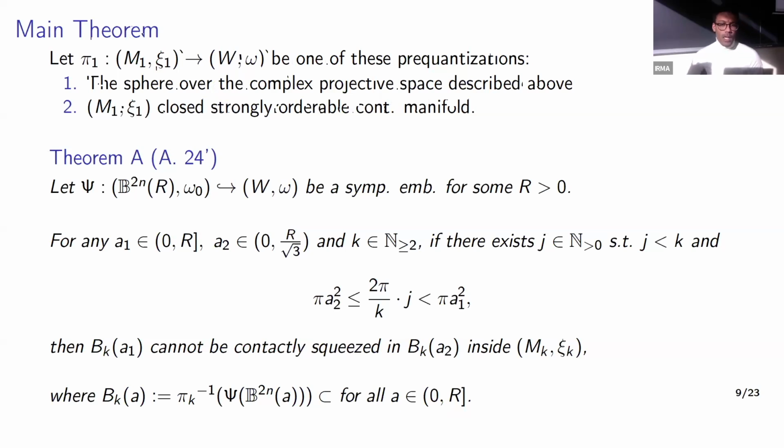And then there are also two hypotheses: k has to be greater than 2, and actually j is strictly smaller than k. So the multiple of 2 pi over k that separates pi A2 square and pi A1 square is actually less than 2 pi. Okay, so this is also a bit of a technical assumption. But maybe it will be easy to see during the proof why we need this assumption. Okay, or maybe you have a question.